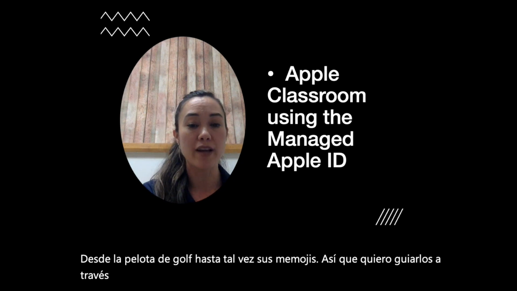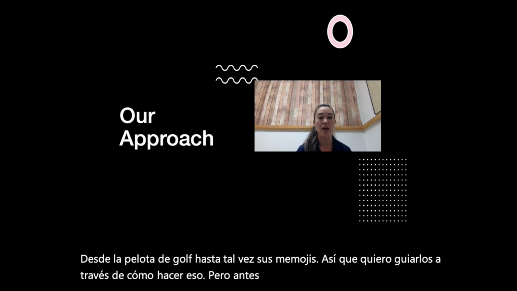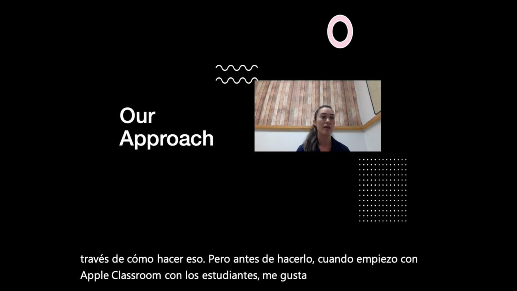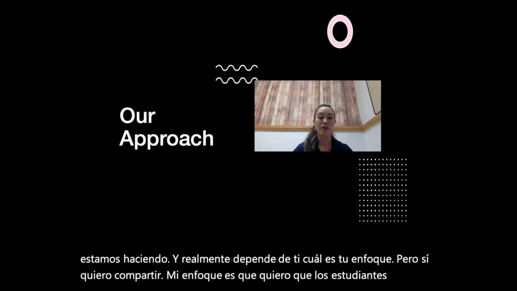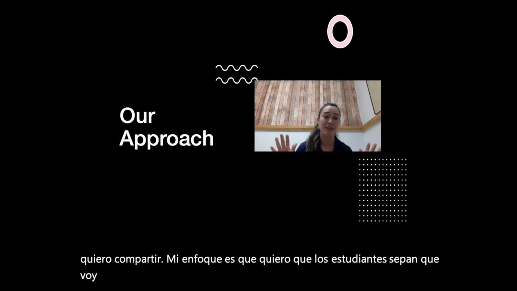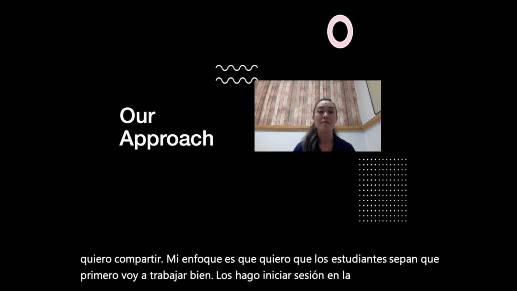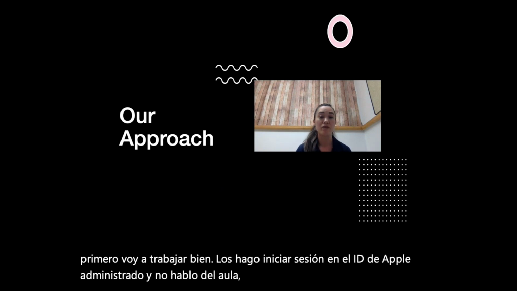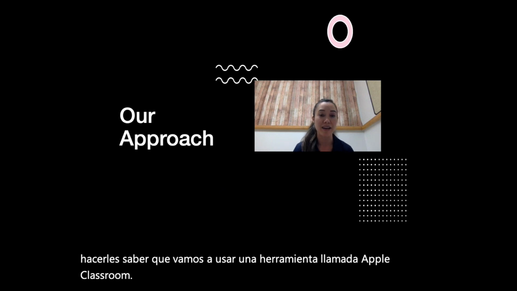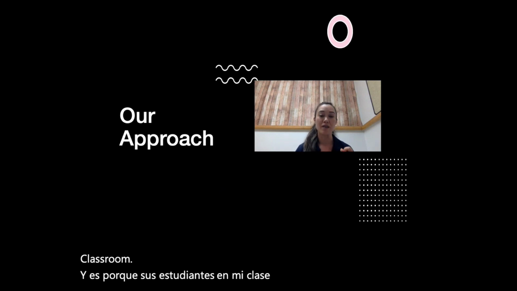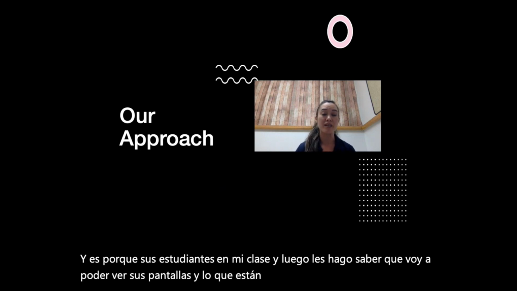But before I do, when I'm getting started with Apple Classroom with students, I like to let them know what we're doing. And it's really up to you what your approach is. But I do want to share my approach: first, I get them signed into the managed Apple ID and I don't talk about Classroom. But after, I make sure that I'm letting them know that we're going to be using a tool called Apple Classroom. And it's because they're students in my class. And then I let them know that I'm going to be able to see their screens and what they're doing. And that we're going to use that capability to share their learning.